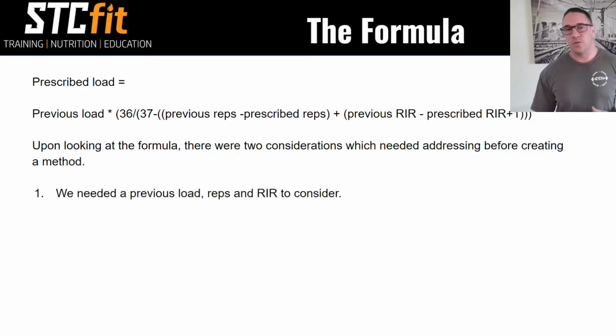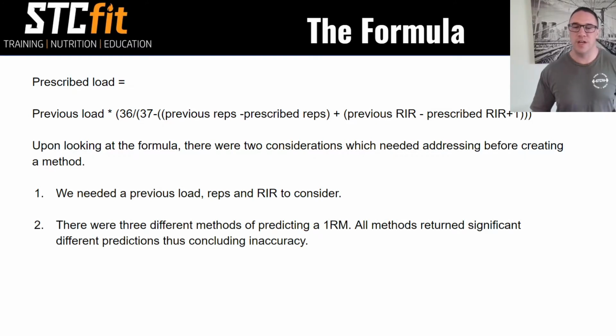What this raised for us, though, is that we needed a previous load, reps, and reps in reserve to create this. There were 3 different methods of predicting 1RM as well. All methods returned significantly different predictions, thus concluding it was kind of inaccurate. Even though that study showed the bench press was quite accurate, we could see that different variations show different outcomes. So we knew there was going to be a little bit of inaccuracy inside that formula anyway.